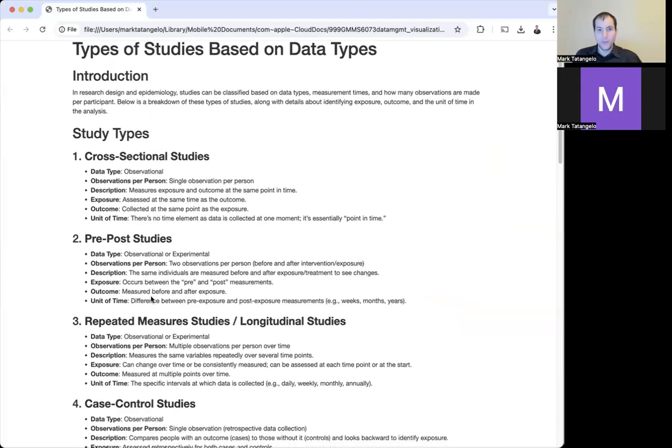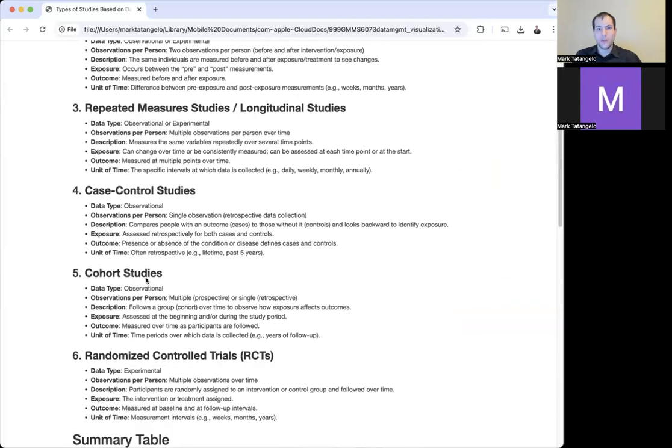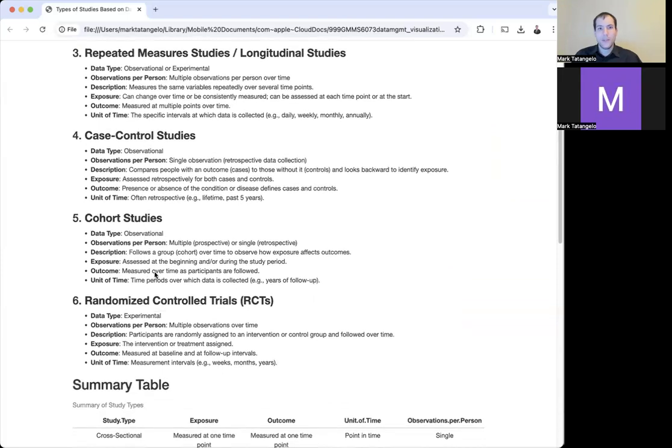Next, we have repeated measures, longitudinal studies. So these can be repeated over time. You can have multiple observations per person over time, and you can have differential numbers of time points per person. So we're measuring the same variables repeatedly over several points in time.